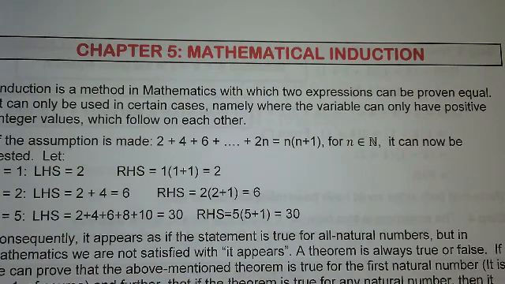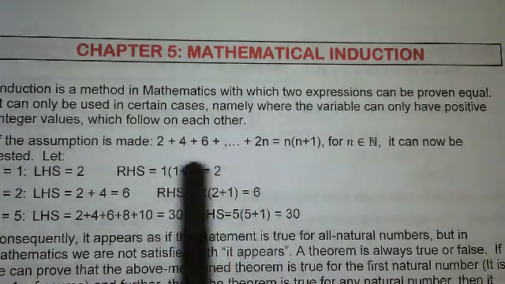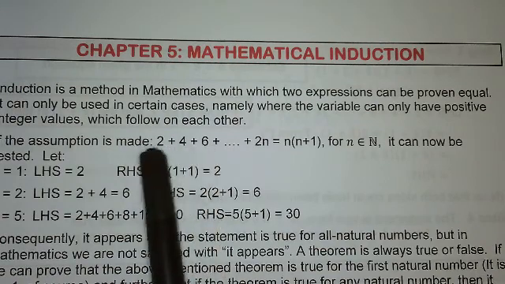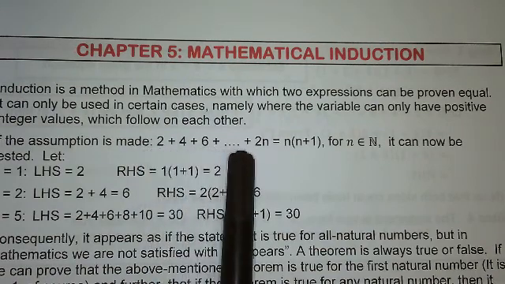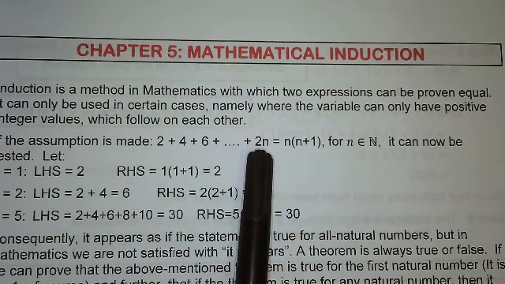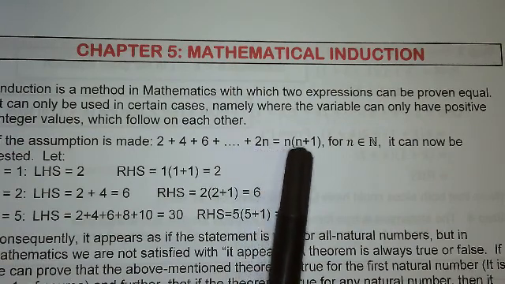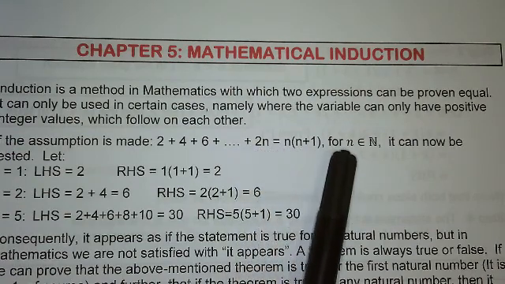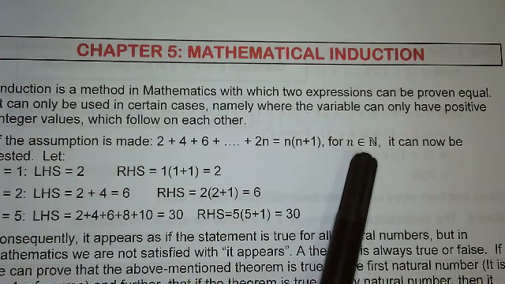This is a method in mathematics where two expressions can be proven equal. So you've got a left-hand side and a right-hand side. And we can only do this when the variable can take positive integer values. So let's have a look at 2 plus 4 plus 6. That's a series, and your last term will be 2n, and that will be equal to n bracket n plus 1, and we work with n an element of the natural numbers.